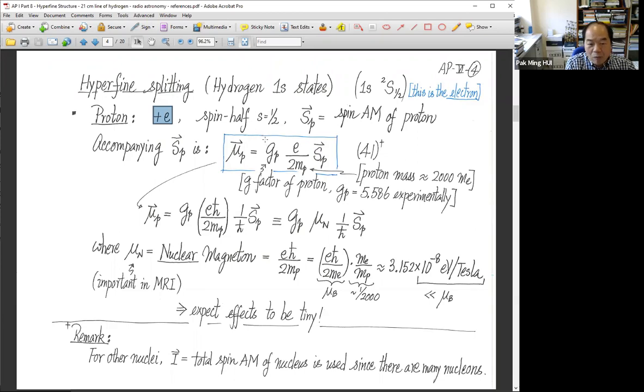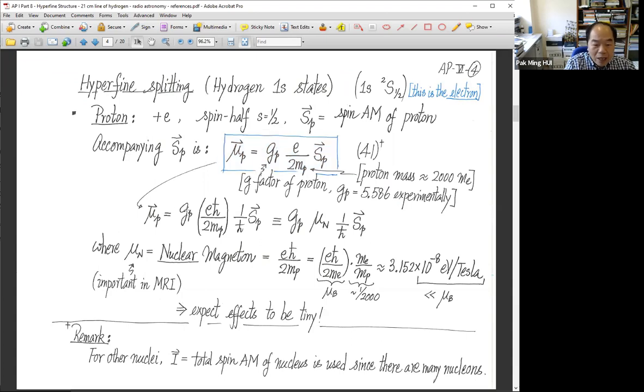And now we have a g factor. For the electron, this is 1. But for the proton, experimental measurement tells us it's about 5.6, about 6. So now we take it as an experimental fact. The proton is a tiny magnet. It has a magnetic dipole moment due to its own spin.